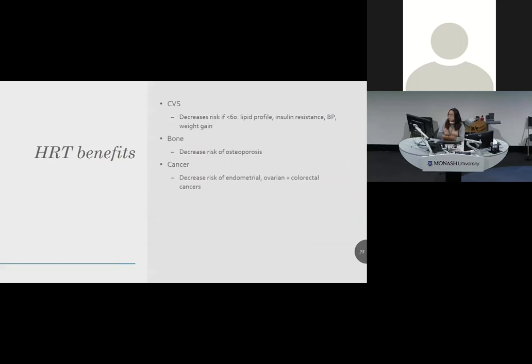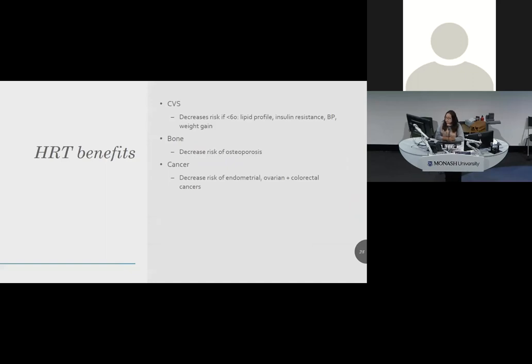So, benefits of HRT. Your cardiovascular health basically decreases the risk if it's less than 6 years, and your lipid profile, your insulin resistance, your blood pressure and your weight gain will all be less if you're on the HRT. Your bone health is better because you have less risk of osteoporosis. So just to clarify, the HRT increases your risk of thromboembolism, but overall the effect on cardiovascular health is beneficial. Yes. So it only increases your risk of thromboembolism after 5 years, except if you have had a previous thromboembolism, then your risk is high, but sometimes you can still argue that it'll be fine.